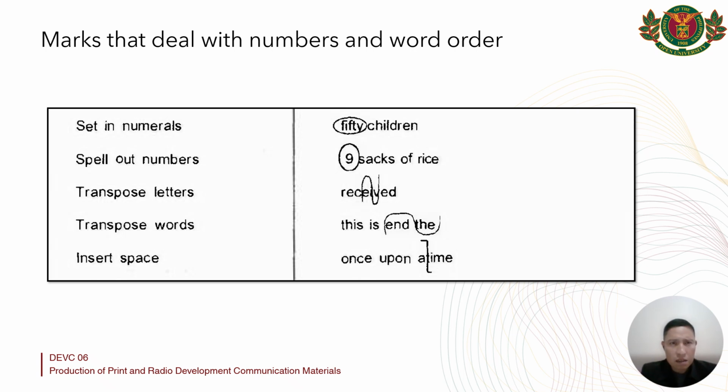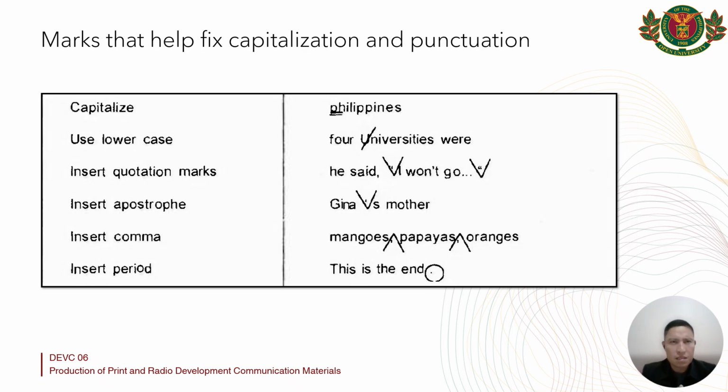The examples shown are editing marks that deal with numbers and word order, such as set in numerals, spell out numbers, transpose letters, transpose words, and insert space. The following are marks that help fix capitalization and punctuation, such as capitalize, use lowercase, insert quotation marks, insert apostrophe, insert comma, and insert period.